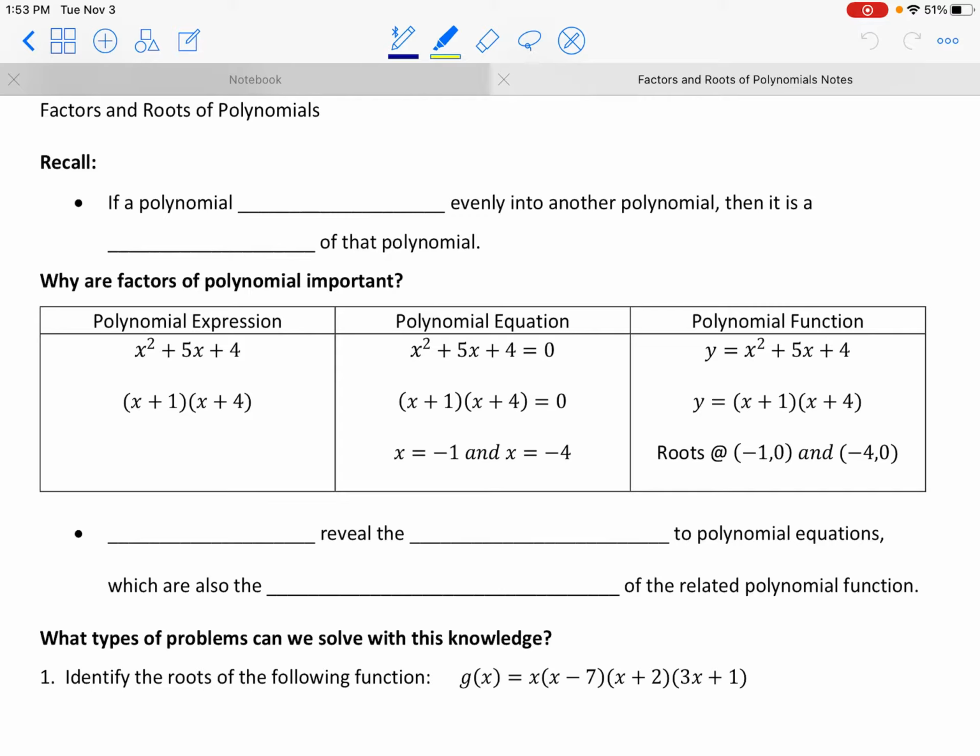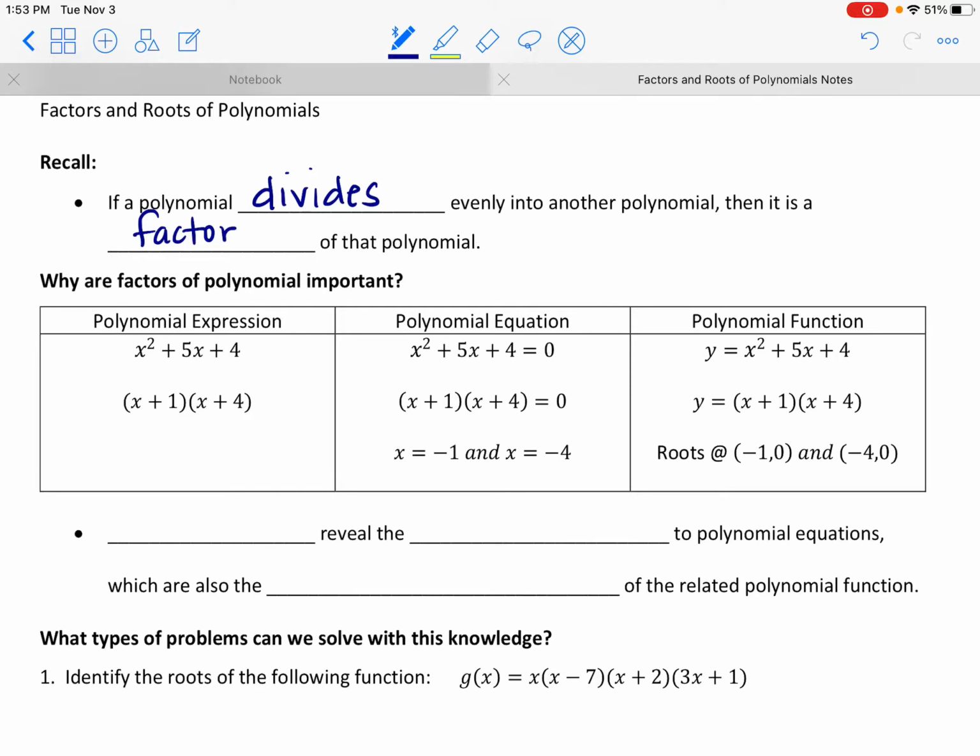So we're going to talk a little more about factors, why it's important to know if a polynomial is a factor of another, and then we're going to try to connect that to roots. Okay? So recall, if a polynomial divides evenly into another polynomial, then it is a factor of that polynomial. So if we divide and we get a remainder of 0, then it is a factor.